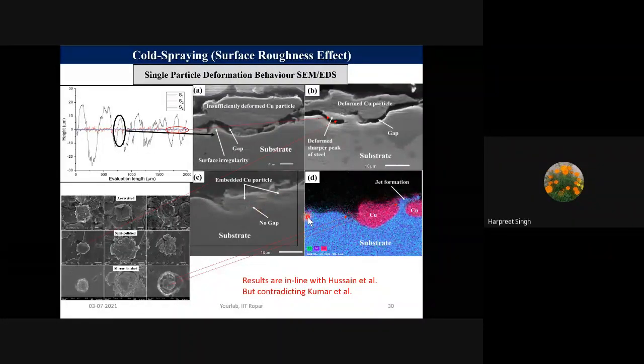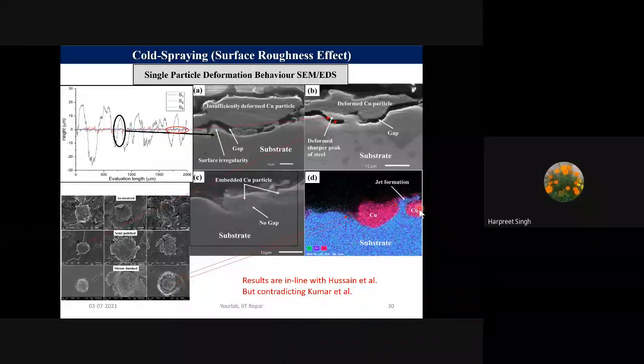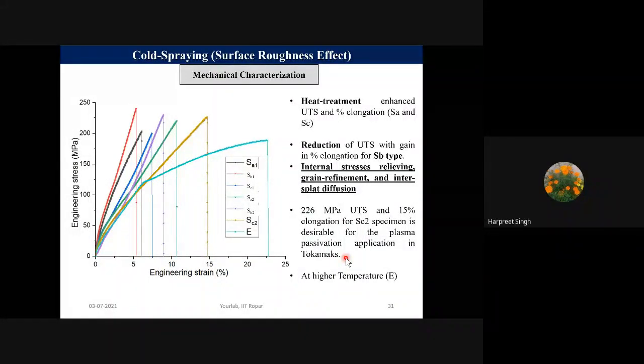And when he did the EDS of this, he could see very nicely it's a copper particle sitting in the substrate, and even these jet formation kind of signatures. So these results were in line with Hassan et al, but contradicting this one. Anyway, this is another thing. Then we have mechanical characterization of these samples.